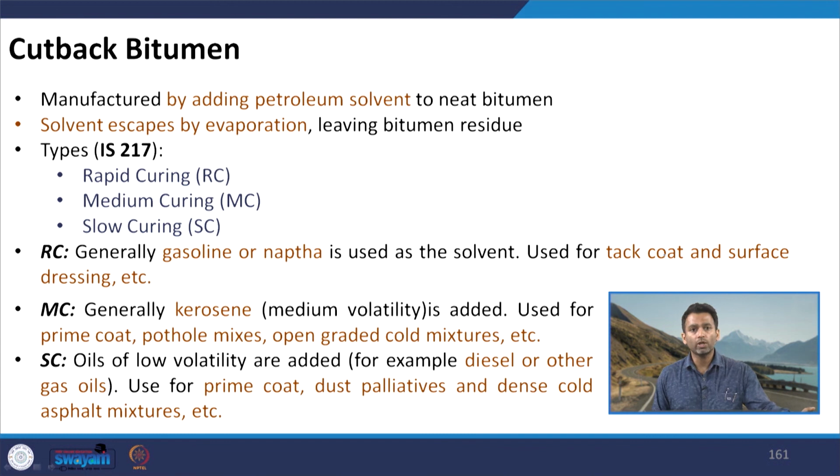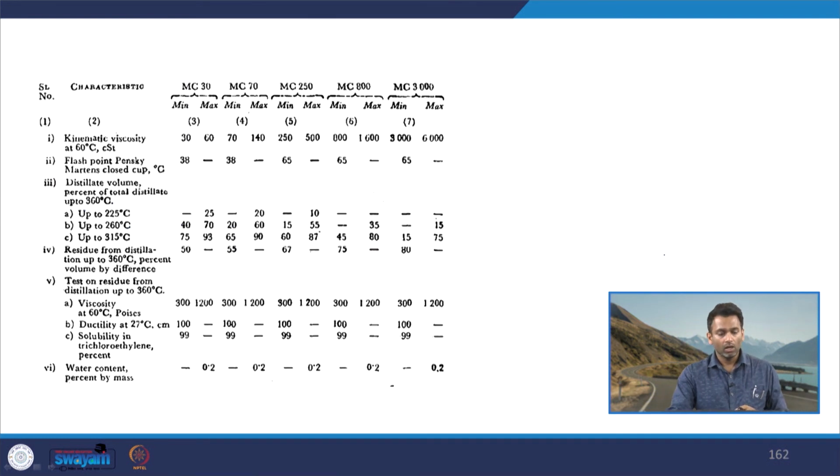Then we have slow curing cutback bitumen. Here oils of low volatility, for example diesel or other gas oils, are used. It is also used for prime coat as dust palliatives, and is also used for dense cold asphalt mixtures, because we need more time for the cutback to coat the finer aggregate particles which are present.